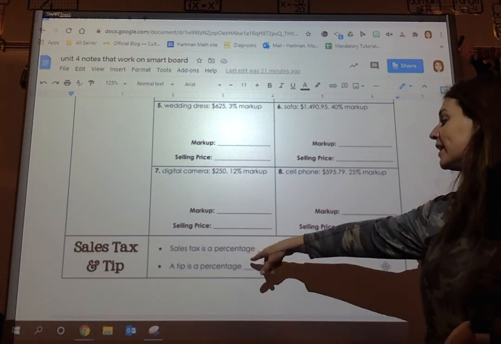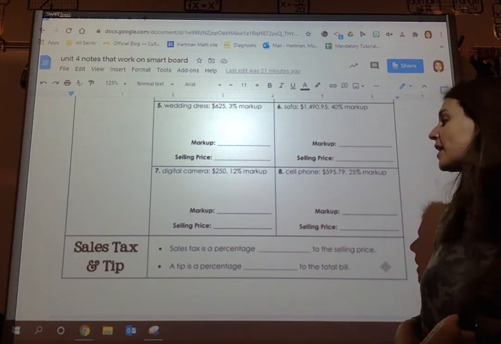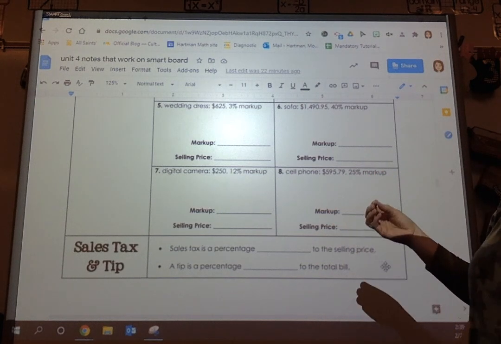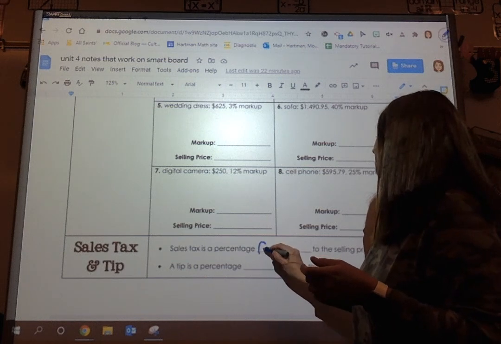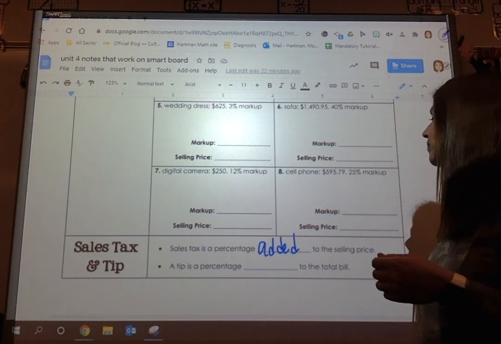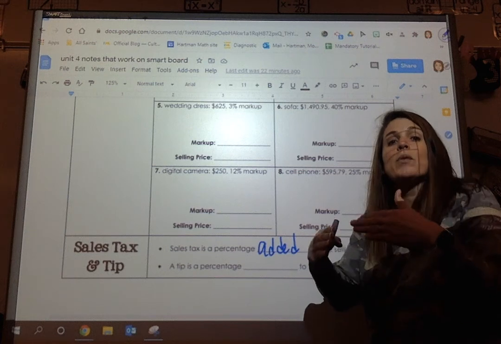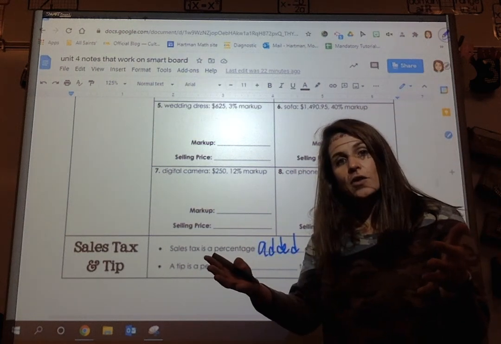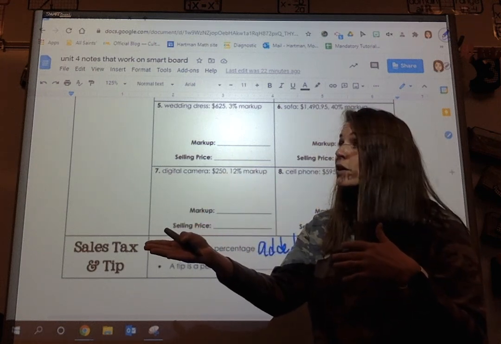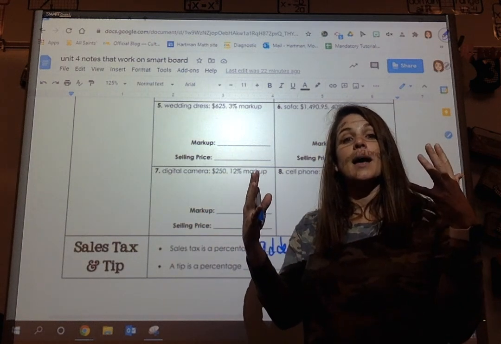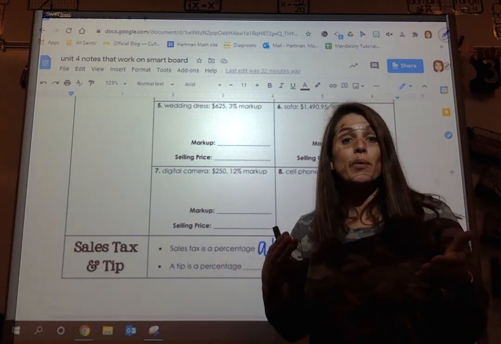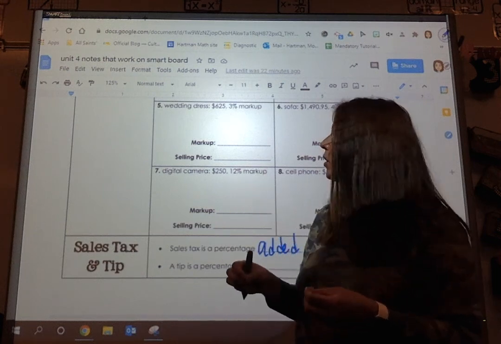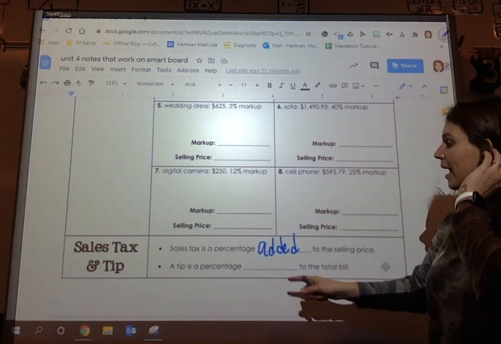All right, so what is the difference between sales tax and tip? Sales tax is a percentage added to the selling price. Okay? That's what we pay in the state of Texas, 8.25%. So you can go to the store and you could find a shirt for $20, but that's not what you're going to pay at the cash register because you have the tax. You have the sales tax. And if it's 8.25%, it's 20 times 0.0825.